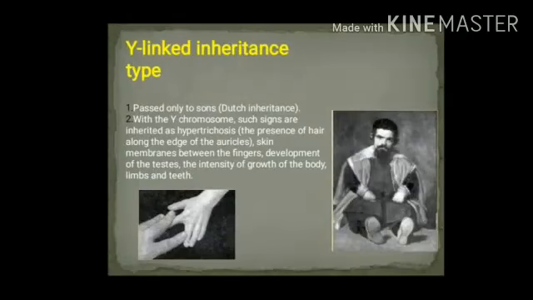Y-linked inheritance type. Passed only to sons. With the Y chromosome, such signs are inherited as hypertrichosis, the presence of hair along the edge of the auricles, skin membranes between the fingers, development of the testes, and the intensity of growth of the body, limbs and teeth.